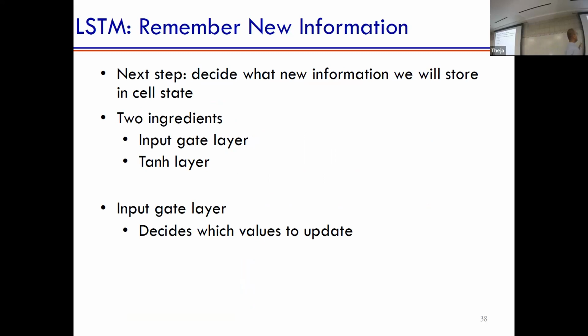Now let's talk about remembering new information. Okay, so we forgot some information. Now we want to remember new information. For that, first of all, remember the original vanilla RNN had the tanh layer. That's anyway computing some new information from the current ht and xt inputs. We want to now regulate, among the new information computed, what is actually useful, and then add it to the cell state. So the input gate decides which values to update.